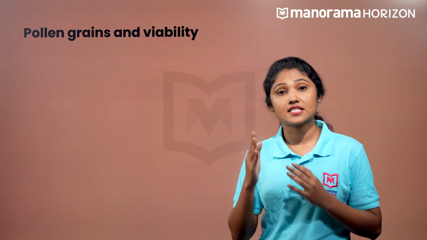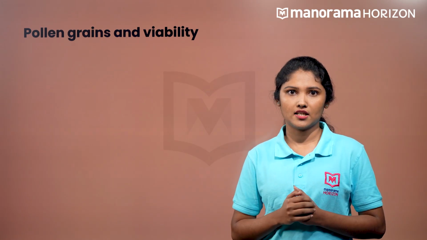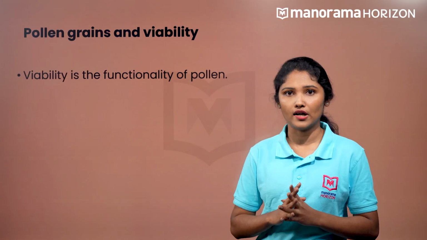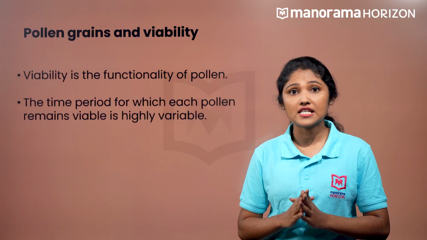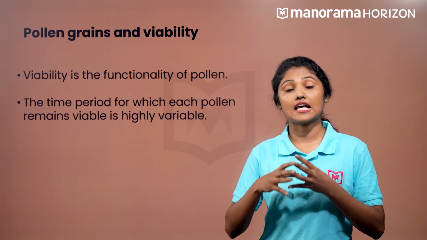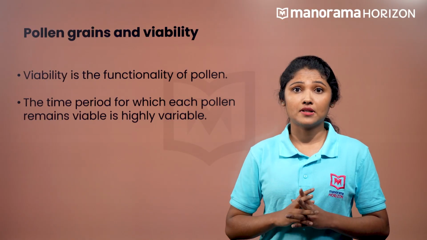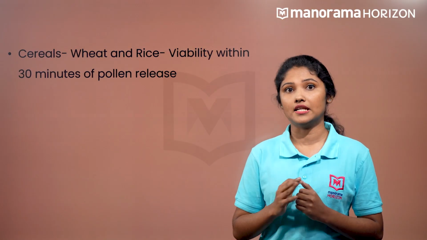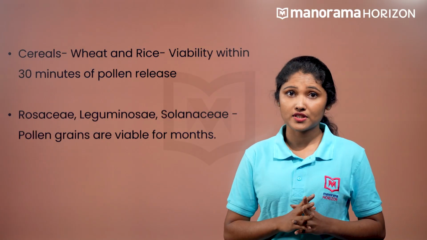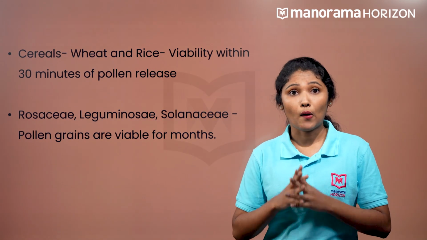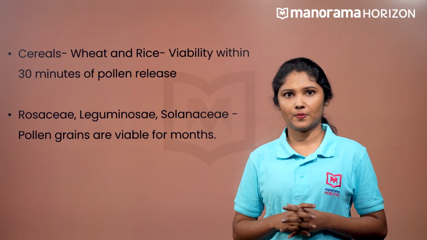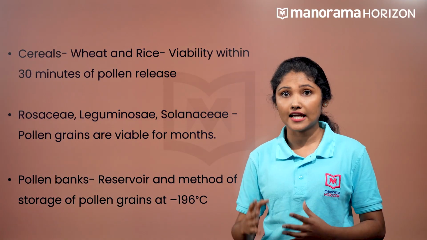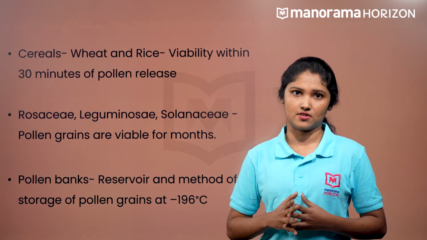Pollen must land on the stigma before it loses its viability. Do you know the definition of viability? It is the functionality of pollen. The time period for which each pollen remains viable is highly variable. For example, cereals such as wheat and rice lose their viability within 30 minutes of their release. In some members of Rosaceae, Leguminosae and Solanaceae, pollen grains remain viable for months. It is possible to store pollen in pollen banks for years in liquid nitrogen at -196 degrees Celsius.